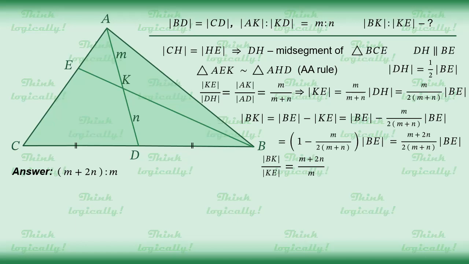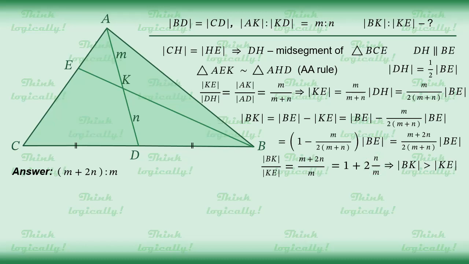Firstly, we can divide the obtained fraction term by term, from where we can see that the ratio BK to KE is always greater than 1, which means the segment BK is always longer than segment KE. Also, the expression shows that while M over N is increasing, the ratio BK over KE is decreasing.